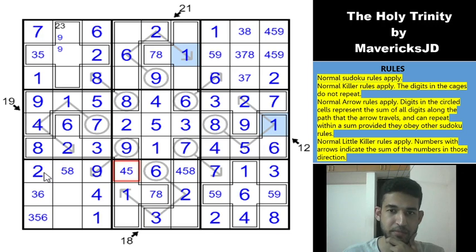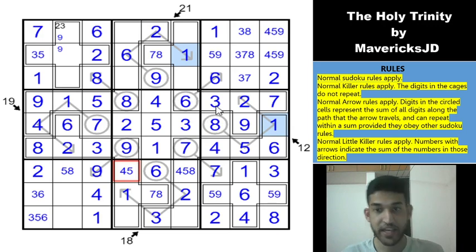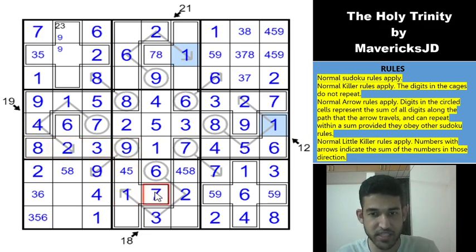Something simple am I missing here? All the arrow clues have been put, all the little killer clues have been satisfied, and okay, cage clues. We know that in killer cages digits do not repeat, right? So let us see. 2, 3, 6, 8, 9. So this cannot be 8, right? Because 8 is already in the cage. So this is not an 8. So this becomes a 7. This becomes 8.